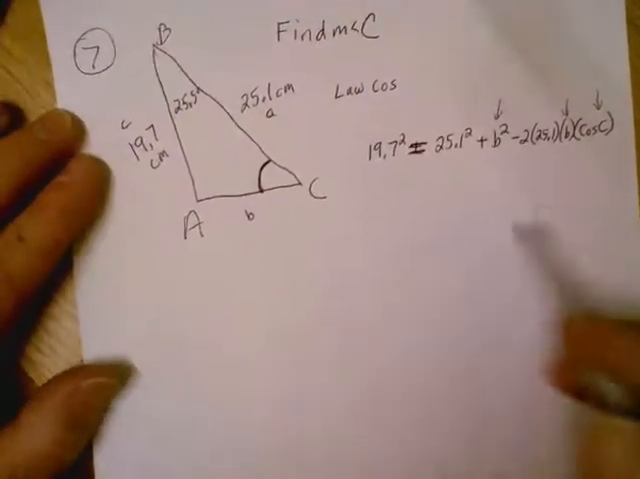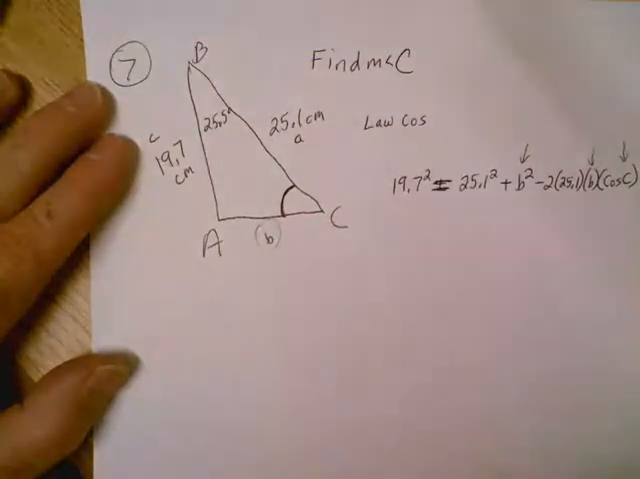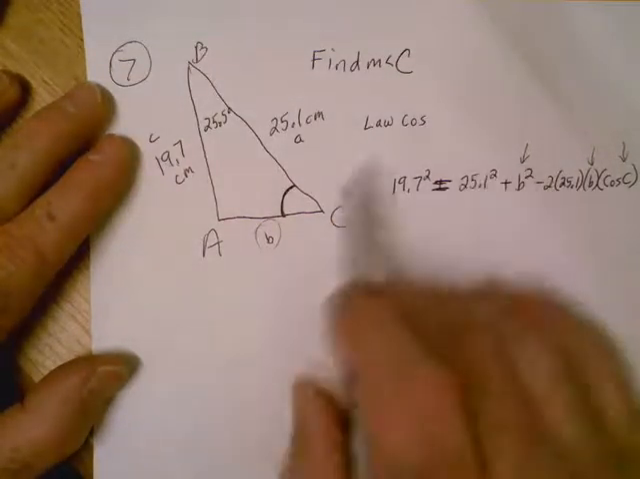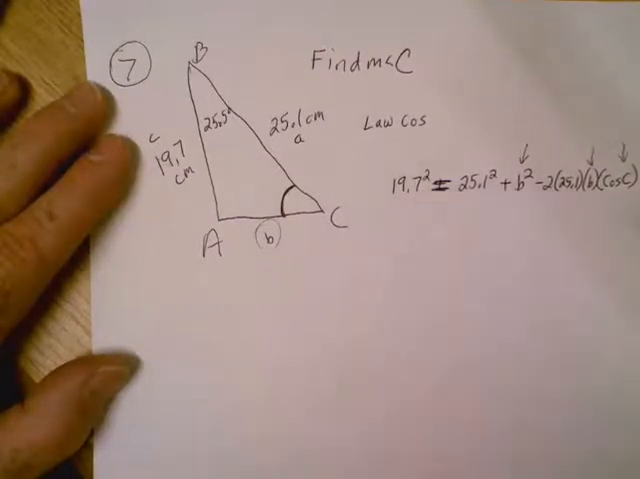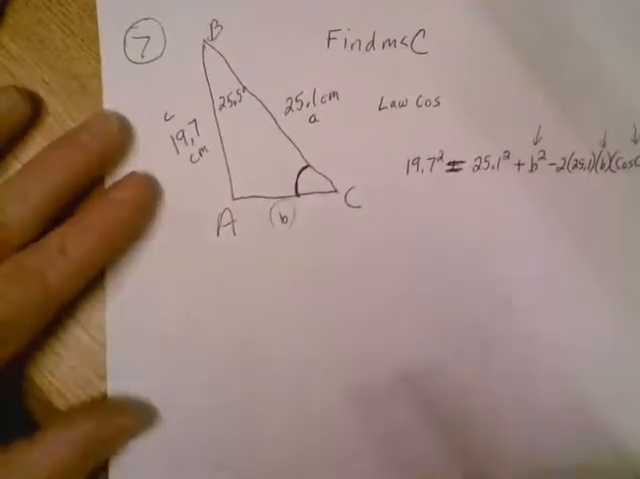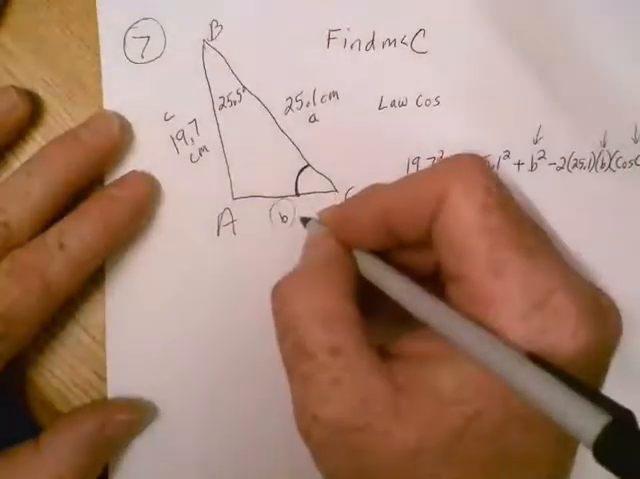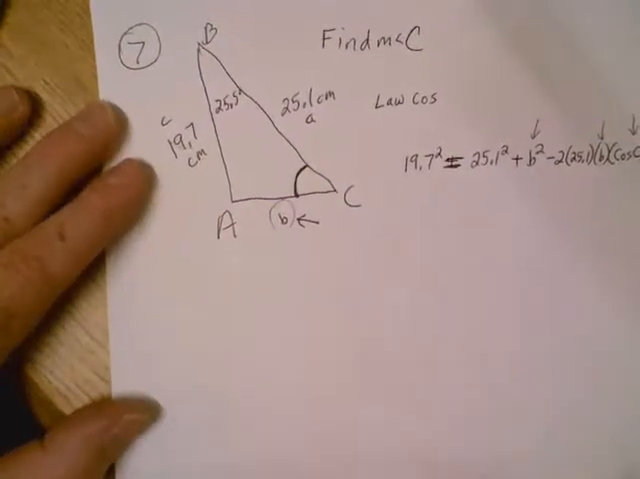So what we have to do first on this one is find little b. Once we find little b using the law of cosines, then we can either plug into this formula or use the law of sines to find big C. So I'm going to set it up and we're going to find little b first, even though that's not what we're actually looking for. That's not actually going to be our answer.